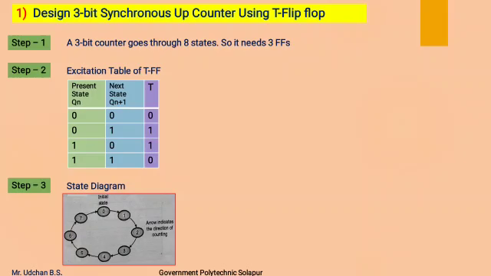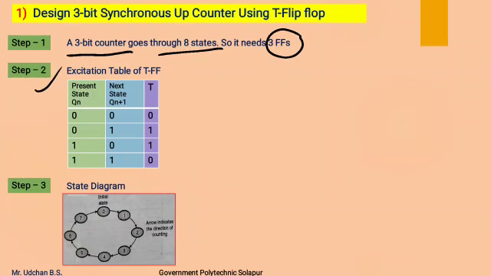Now we will see the first design, that is the design of a 3-bit synchronous up counter using T flip-flop. First we have to decide the number of flip-flops. Now here, as we are using a 3-bit counter which goes through 8 states, it needs 3 flip-flops for its design. Now after that, we are going to have the excitation table of the T flip-flop.